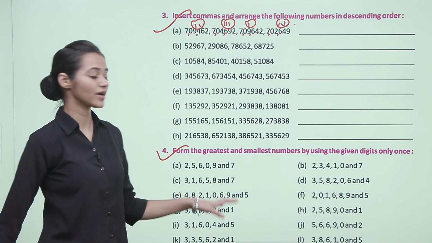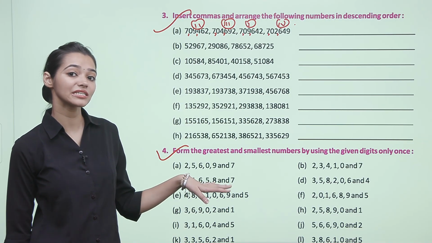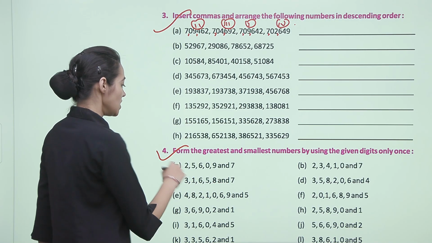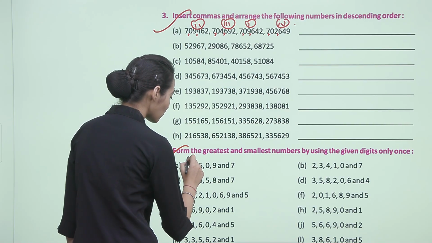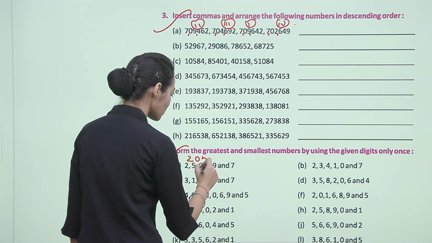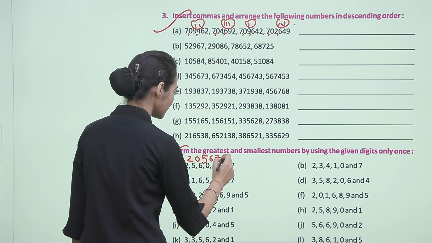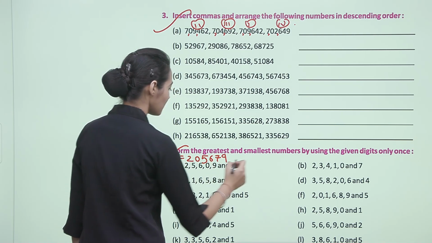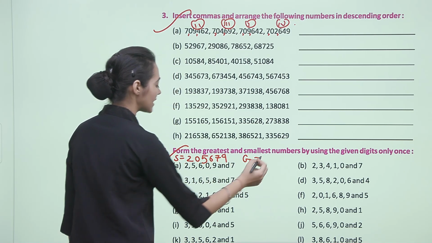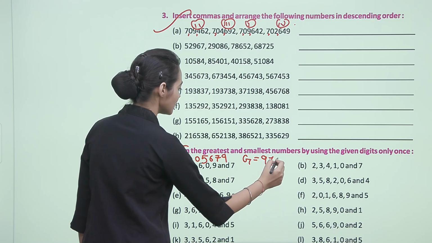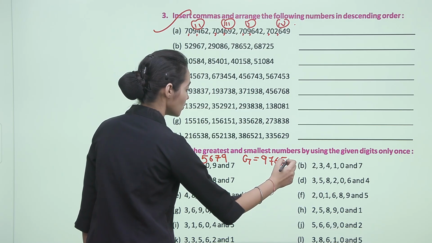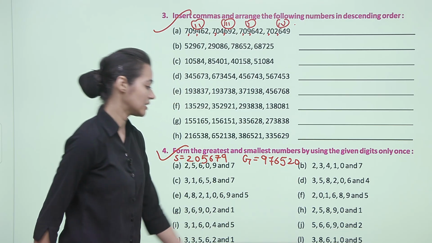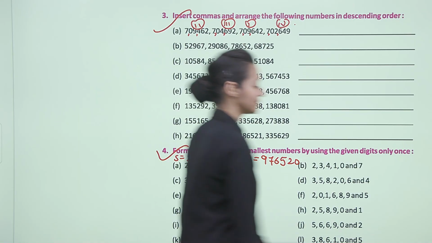Now in the next one we have to find the greatest and the smallest number by using the given digits only once. So when we use these digits, the smallest number that can be formed is 2, 0, 5, 6, 7, 9. This is our smallest one, and the greatest one that can be formed is 9, 7, 6, 5, 2, 0. That's how you can complete the remaining part.